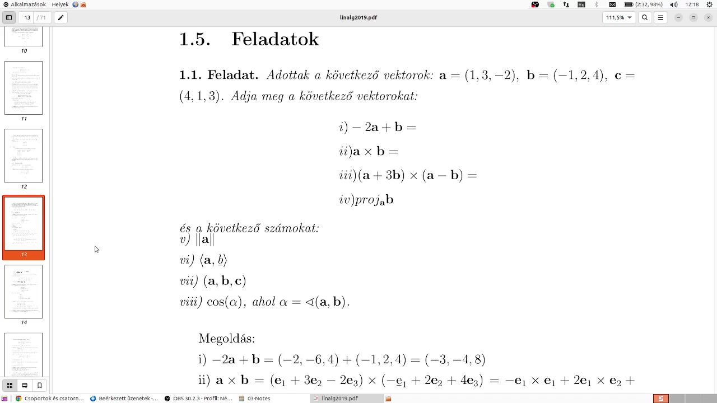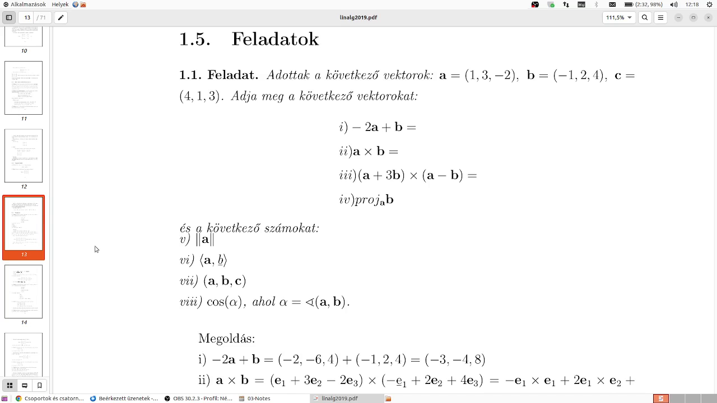I will not write down the Hungarian. We have three vectors, A, B, C, and you have to calculate these vectors. You cannot calculate all of them because we haven't talked about the cross product, for example, but some of them is possible. So let's start with the first one.